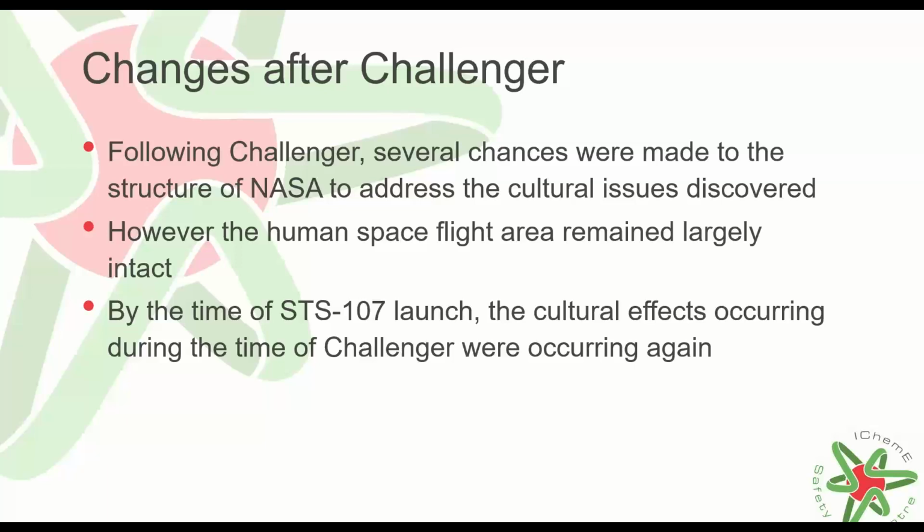So following the Challenger incident, NASA made several changes to their organisational structure to try and address the cultural issues, though interestingly they didn't change the way they handled the human flight area, which was effectively where the incident had occurred, so that seemed a little bit unusual.